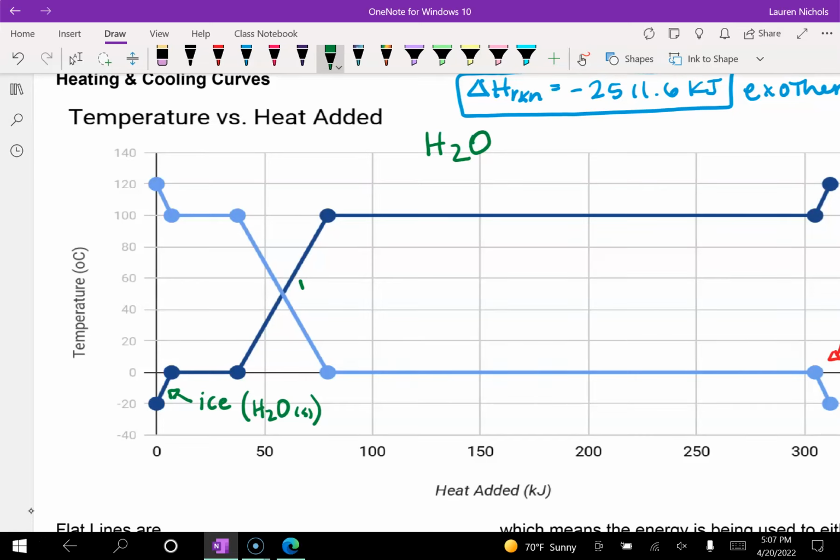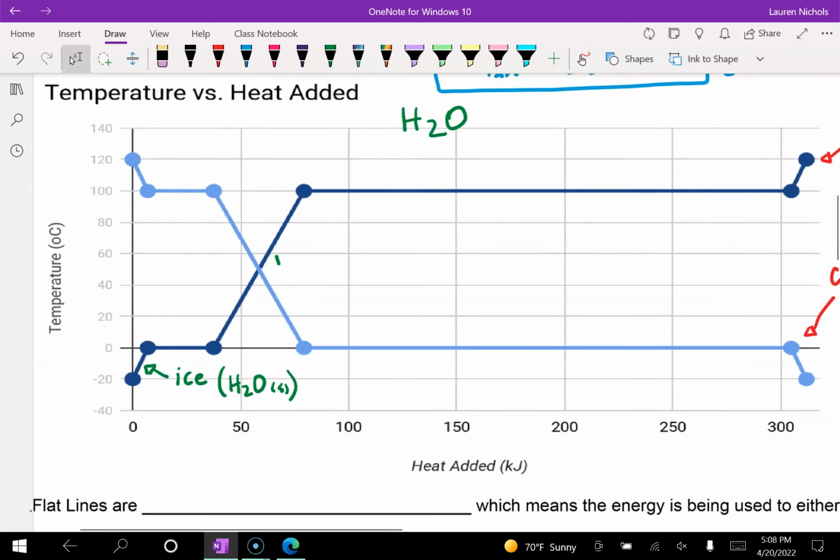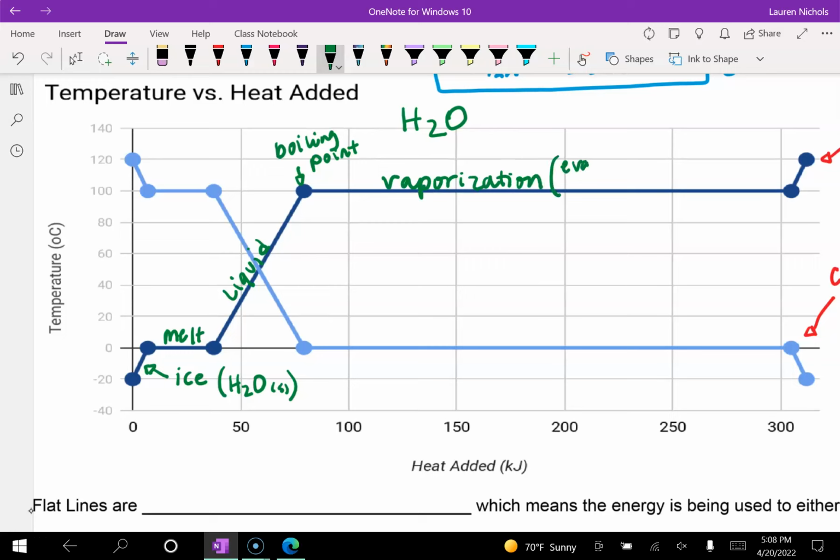We have a solid, and what happens is it begins to melt. And then once it melts at 0 degrees Celsius, it will become a liquid. So water is a liquid, and that liquid will continue to heat up and heat up until it reaches 100 degrees. This temperature right here is our boiling point, and this is where you're going to have vaporization occur. So with vaporization, that could be evaporation or that could be boiling. Both are part of vaporization.